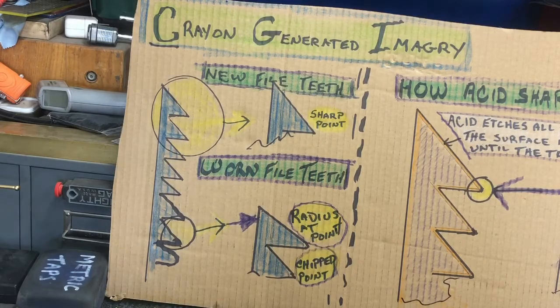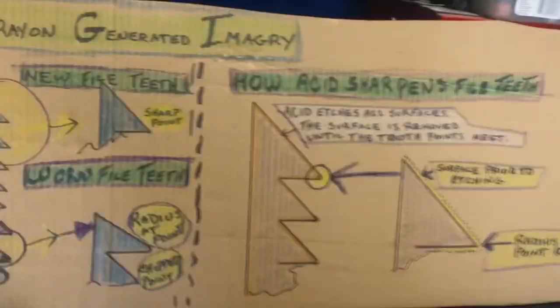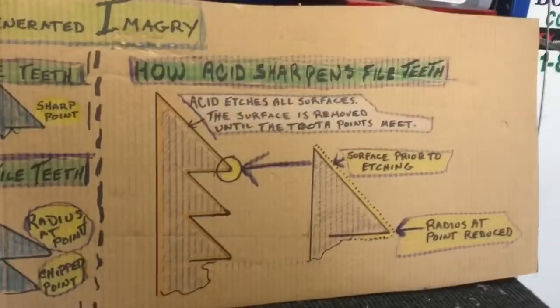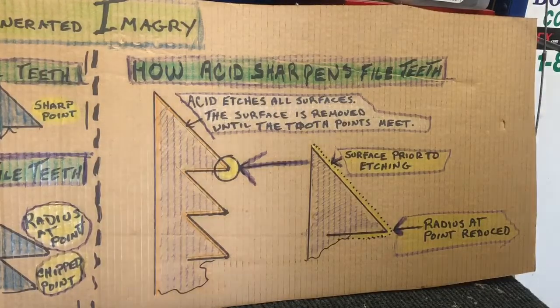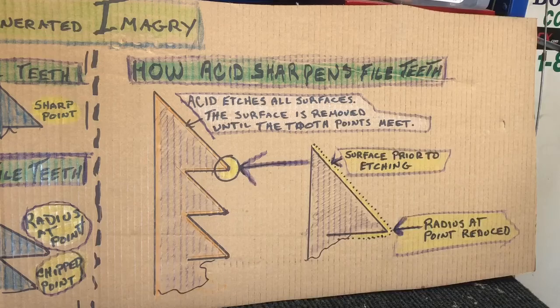So, the basic premise of acid etching is that during the etching process, a tiny amount of material is removed from all the surfaces that are exposed to the acid.